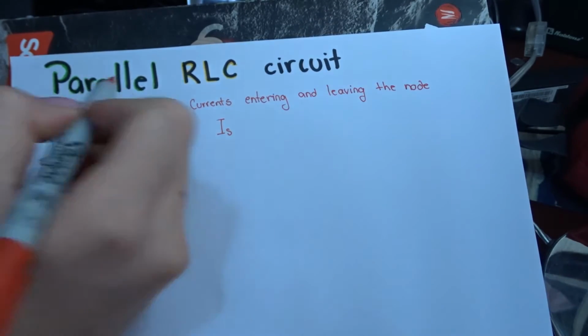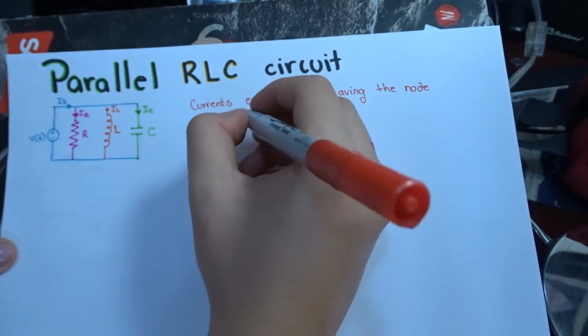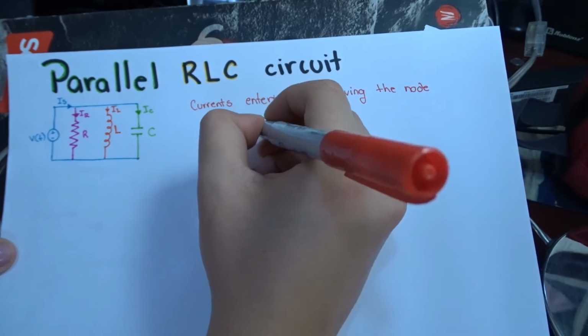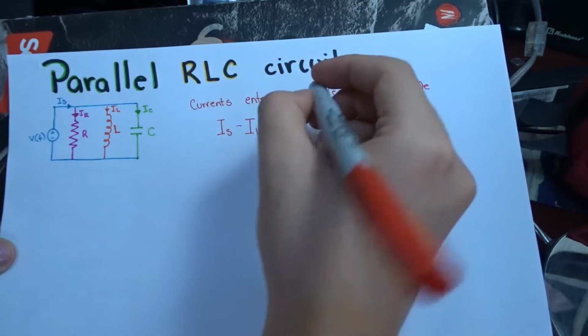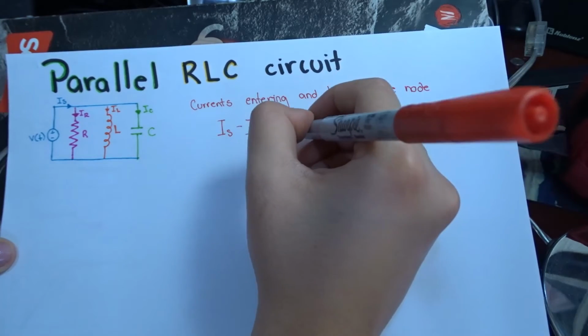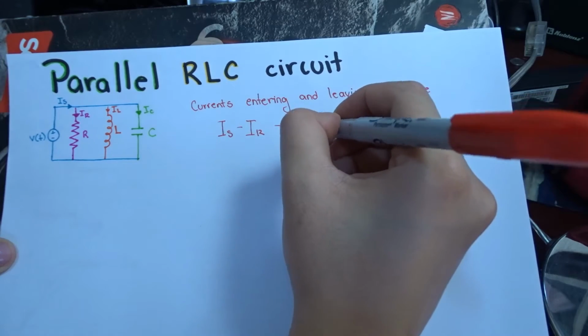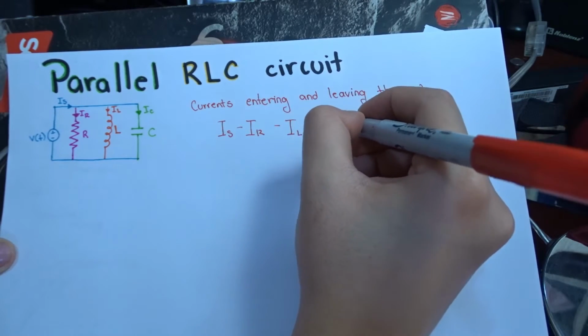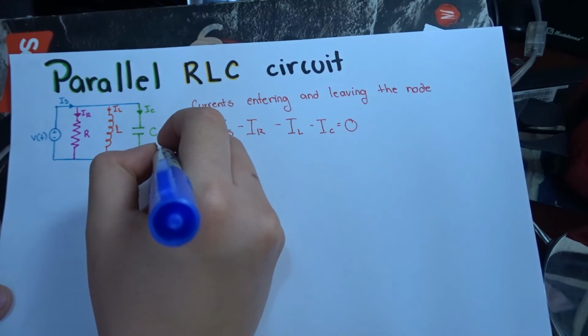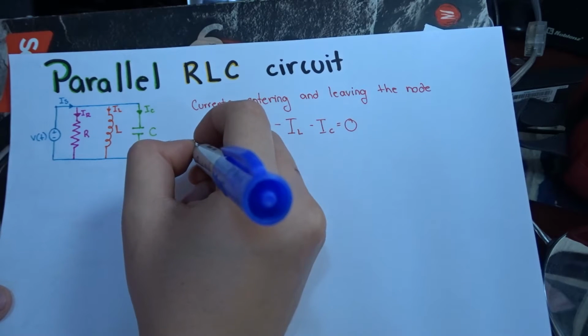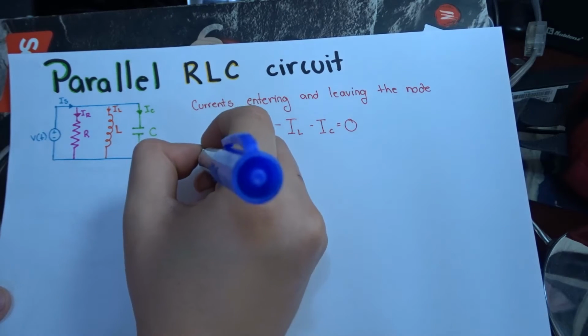We have the current in the total system, which is IS, minus the current in the resistor, which is IR, minus the current in the inductor, which is IL, minus the current in the capacitor, which is IC. This all equals 0.